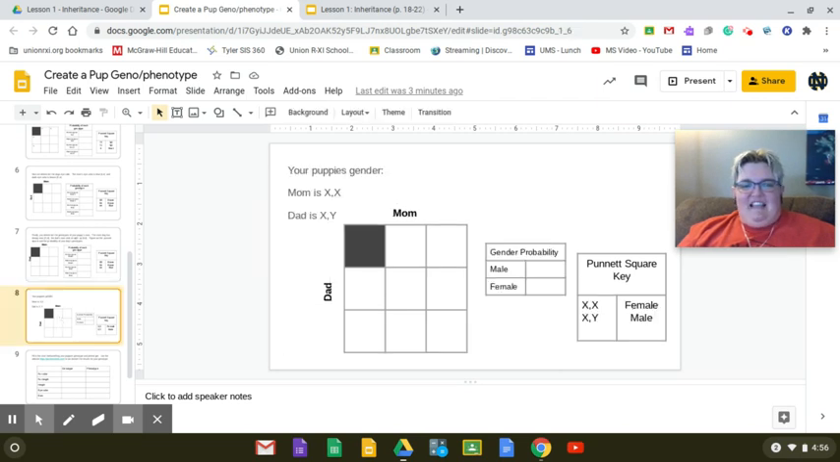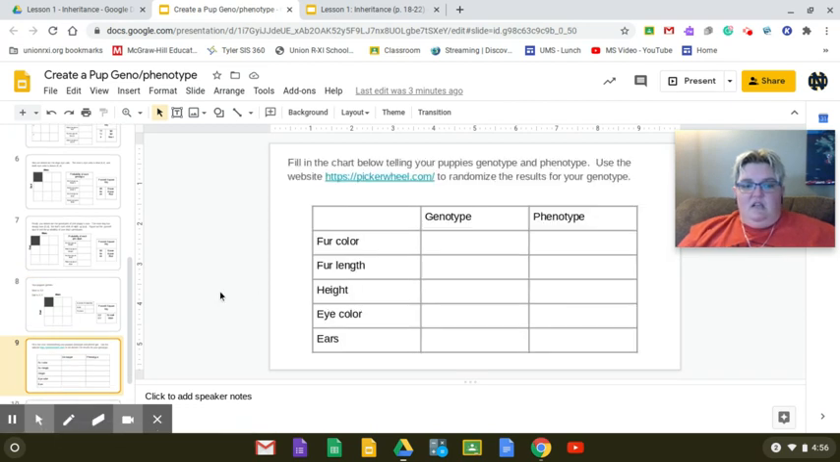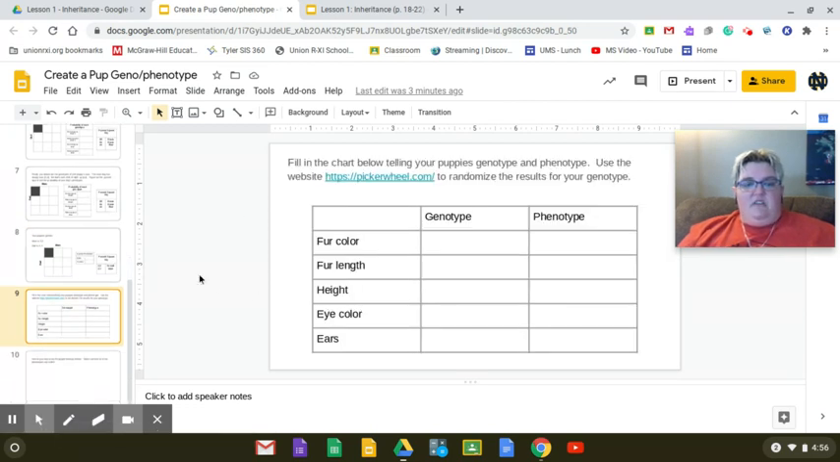And then last but not least, the puppy's gender. All females have the XX, all males have the XY, and so you're going to cross them and tell me how many males, how many females, what percent. Then the final part of this is that you're going to fill in the chart below telling your puppy's genotype and phenotype. You're going to use the picker wheel again to randomize your result.